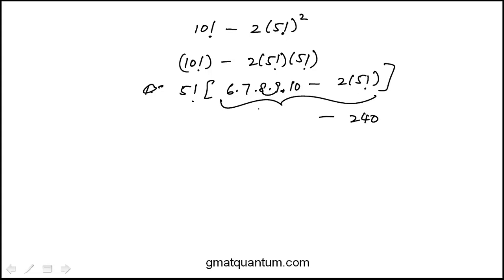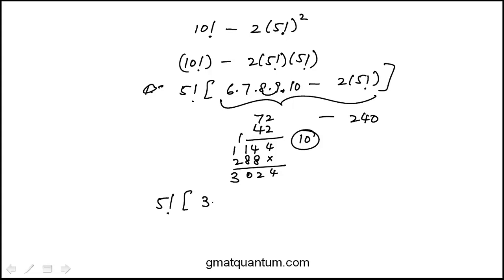And then 9 times 8 is 72, that's 42, 6 times 7, and then I have a 10. 4, 14, and then 8, 28. So this is a little bit more grunt work. 3024. So what I have is 5 factorial, 30240 minus 240. Actually, it's not too bad.